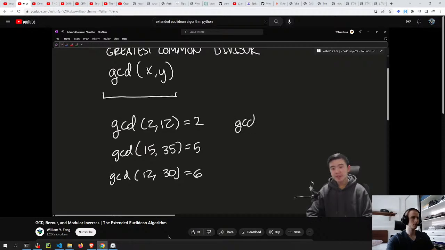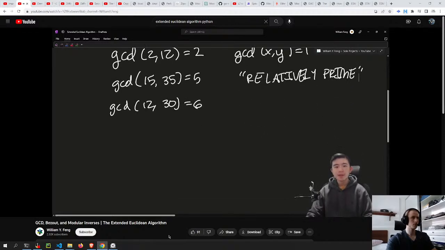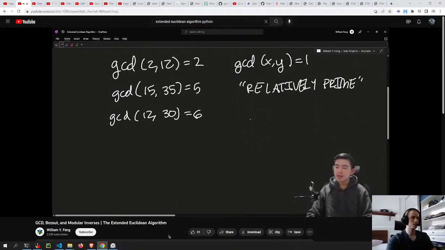A special example of this is when GCD of x and y equals 1. We call this relatively prime. Specifically, we say that x and y are relatively prime. This means that they have no common divisors other than 1. Great examples are prime numbers. Prime numbers are relatively prime to most other integers.